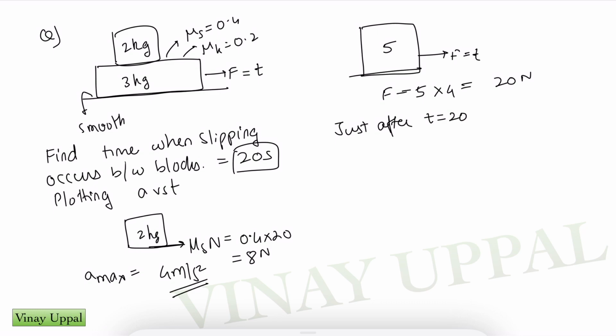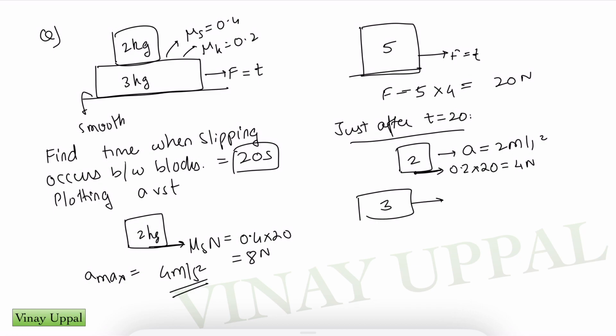Now, what is going to happen is just after t equal to 20 seconds. I'm doing this calculation in order to plot the graph. Just after t equal to 20 seconds, there will be kinetic friction acting. So on the 2 kg block, there will be a kinetic friction acting. How much will that kinetic friction be? 0.2 into 20. So the acceleration will suddenly become 2 meter per second squared for block 2. And for block 3, you had an external force of 20 newtons, and now instead of static friction, you'll have kinetic friction of 4 newtons. So now suddenly the acceleration will become 16 by 3 meter per second squared.